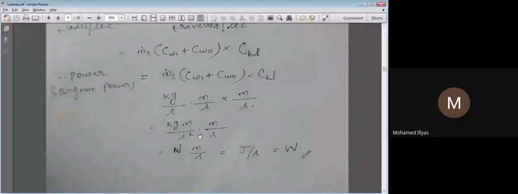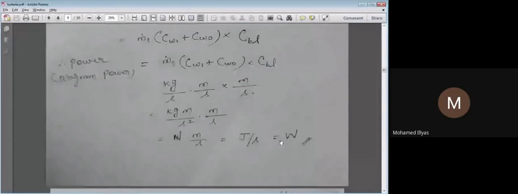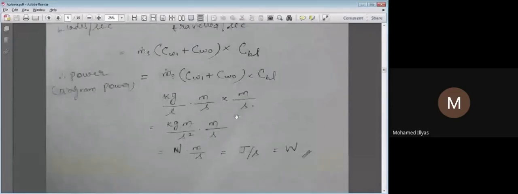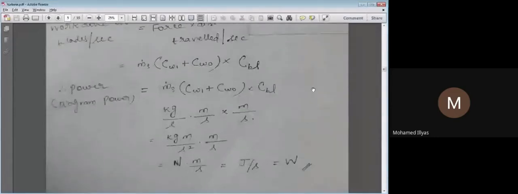Now let us tally the units here. Mass flow rate is kg per second. Your velocity is meters per second, and Cbl is again meters per second here. Kg per second, meters per second, and meters per second is watts. So when I'm substituting this relation, I'm getting the rate of energy transfer, watts. So this is correct, whatever we have put.